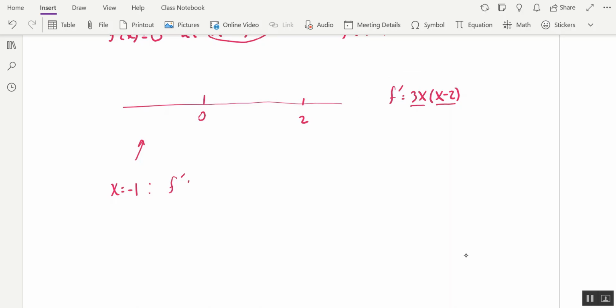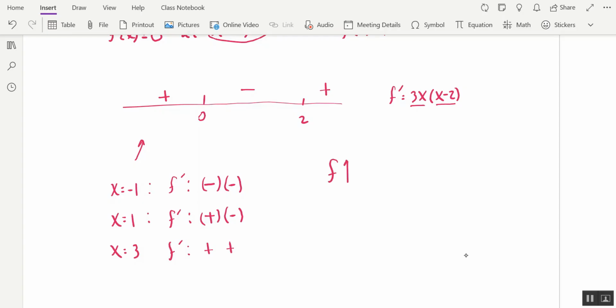So when x is -1, the first factor, 3x, is negative, and the second factor is negative. 2 negatives is a positive. So my function's increasing there. When x is 1, that would test the middle interval. F prime would be a positive factor times a negative factor. So that's going to be a negative. And finally, when x is 3 maybe, f prime will be a positive factor times a positive factor, so positive.